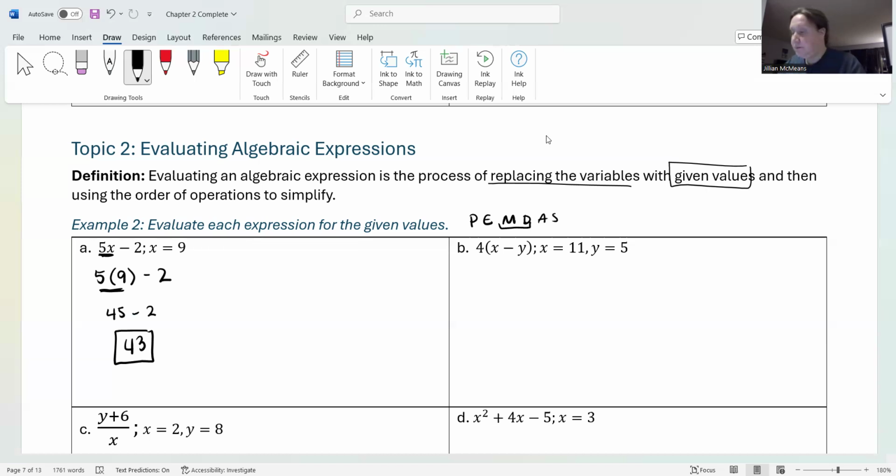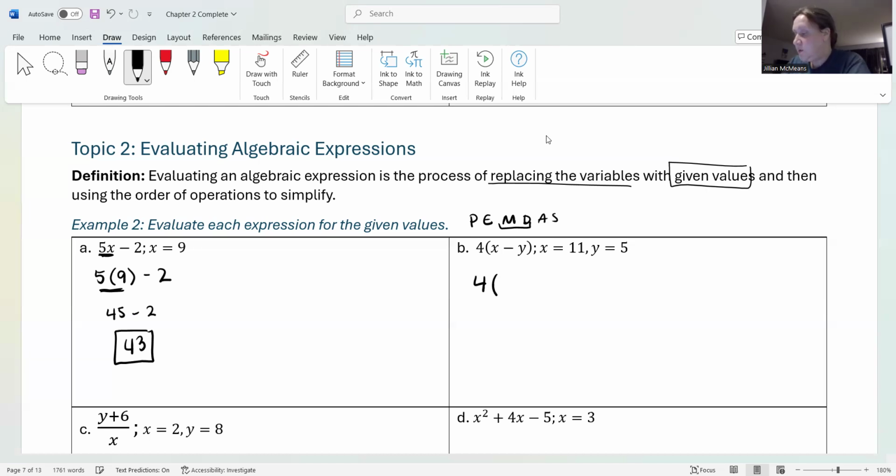Let's look at part B. Notice in part B, we have 2 variables here. We have 4, and then in parentheses, we have x minus y. And then we have the semicolon, and it tells us that x equals 11 and y equals 5. What that is saying is evaluate this algebraic expression when x is 11 and y is 5. So basically, tell us what it equals if you replace x with 11 and y with 5. So we're going to rewrite the expression. Anywhere we see an x, we're going to plug in an 11. Anywhere we see a y, we're going to plug in a 5.